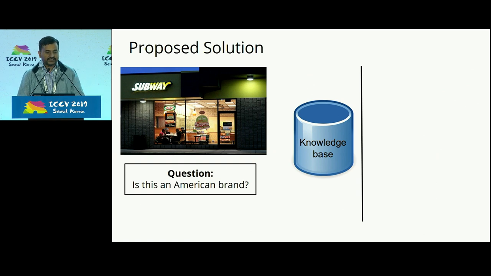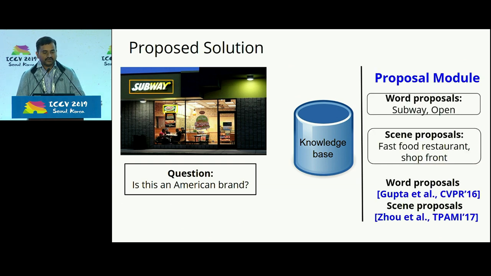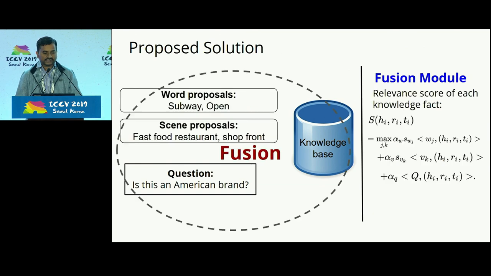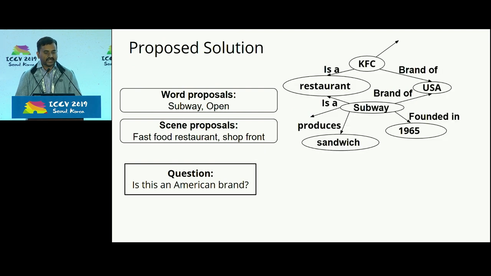Coming to the solution, given an image, a question, and a large-scale knowledge base, our task is to arrive at an accurate answer. To this end, we first detect words and recognize them to get word proposals, and we get scene proposals by recognizing the scene. Once we have word proposals and scene proposals, we fuse word proposals, scene proposals, question, and knowledge base to get a relevant knowledge graph like this.